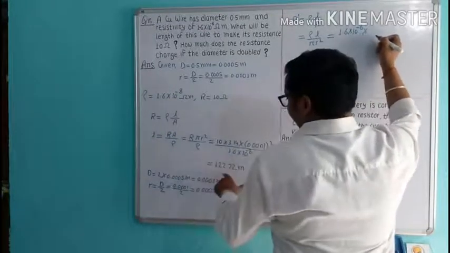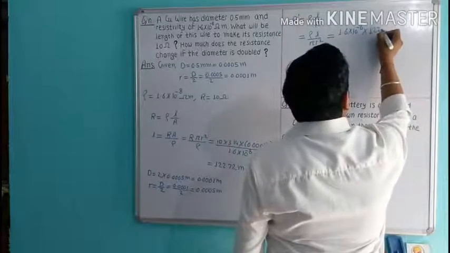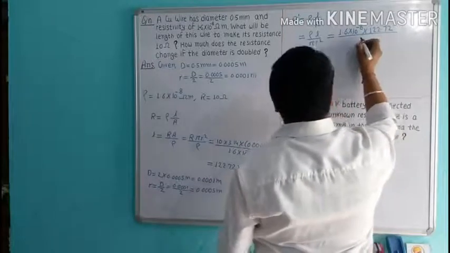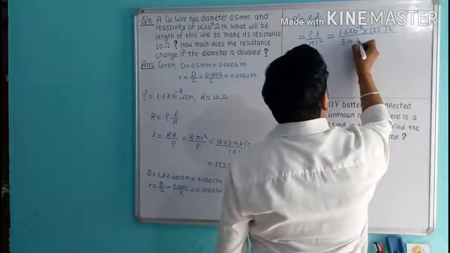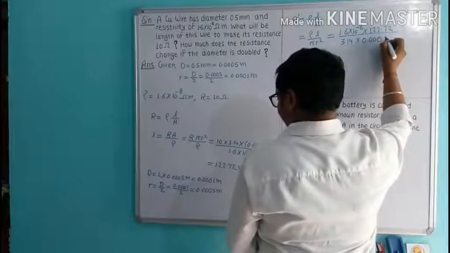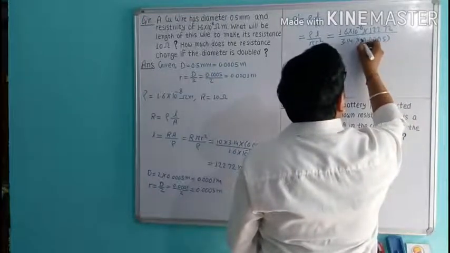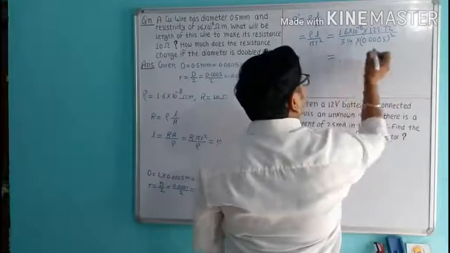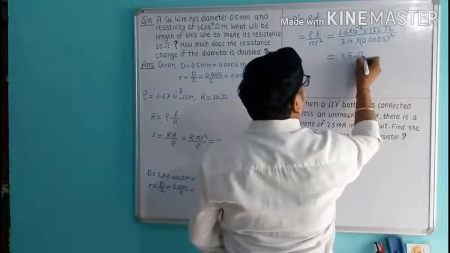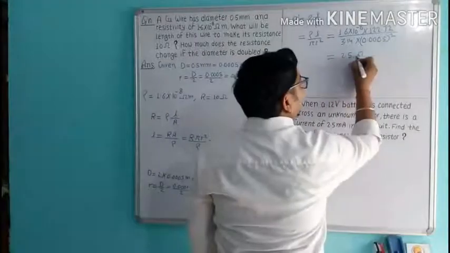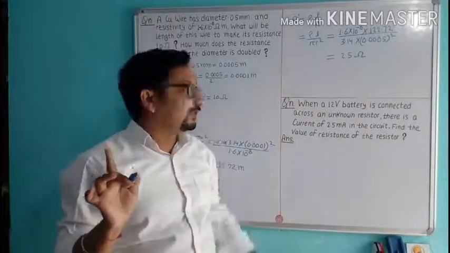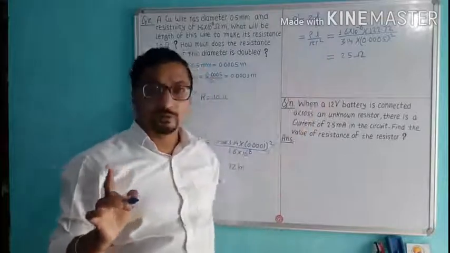Length we just found here, 122.72, divided by pi 3.14 into r square, that is 0.0005 square. When we solve this we will get 2.5 ohm. Okay, 2.5 ohm resistance. Solve this in your rough notebook. Okay, then you will find resistance 2.5 ohm.